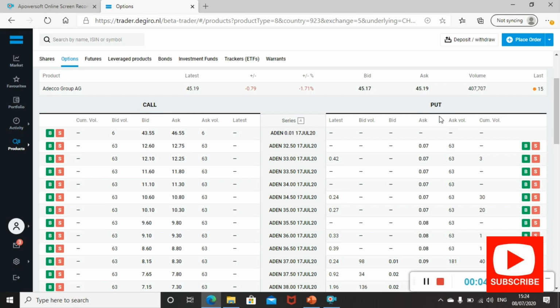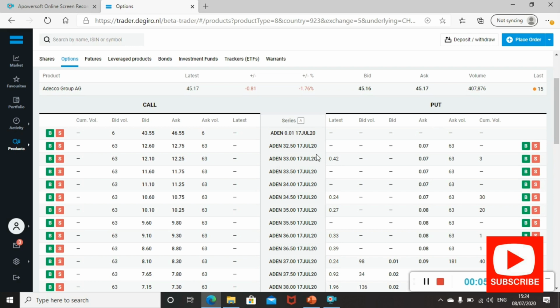And put options are the opposite. They will be the right to sell shares in a company. I always remember it that with call options, I can call on shares from the market, which is the same thing you would do if you were buying. And with put options, I can put shares back into the market.